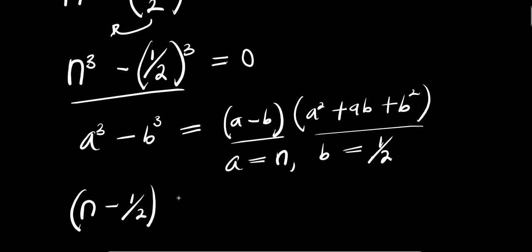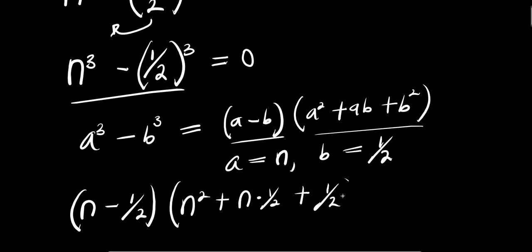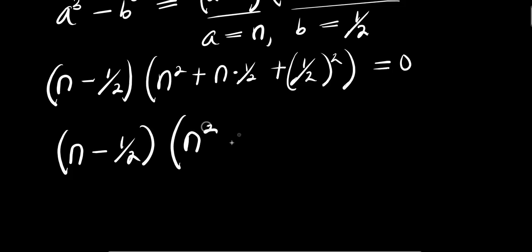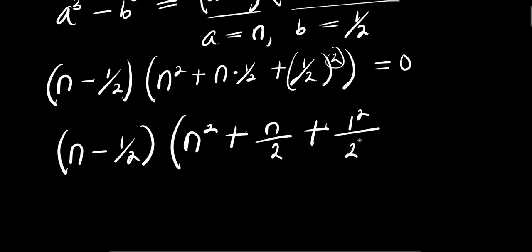So let's apply them right here. I have n minus 1 over 2 times n squared plus n times 1 over 2 plus 1 over 2 to the power of 2 equals 0. So right now, I have n minus 1 over 2 times n squared plus n times 1 over 2. That is n over 2 plus, let's distribute this exponent, that is 1 power 2 divided by 2 power 2. And this equals 0.